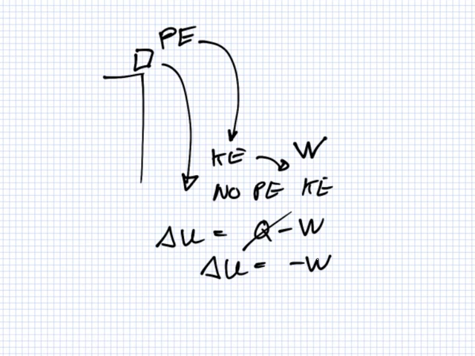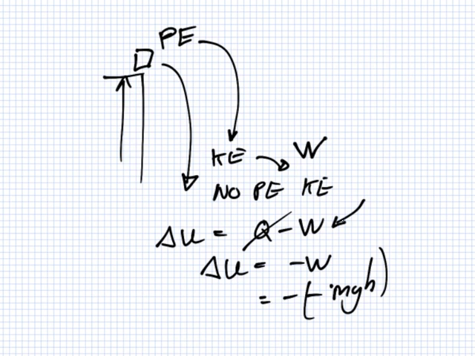Work was done to the kettle. That means that's a minus. In fact, minus mgh. How can it be minus? I just told you, work is being done to the kettle, not the kettle doing work. In this formula, this is the work out.